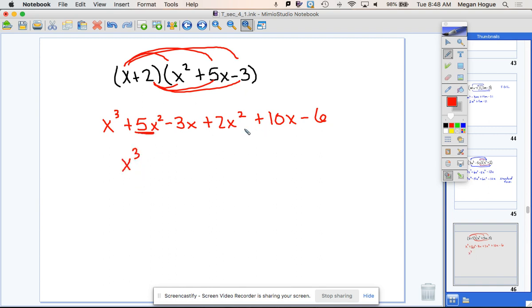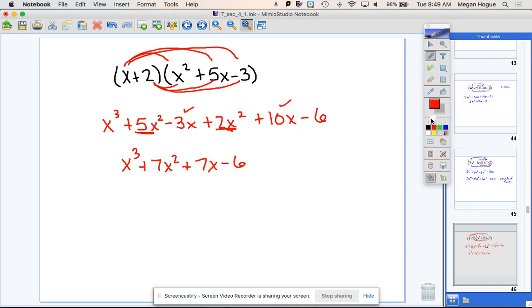Then I've got 5x squared and 2x squared, so that's 7x squared. I've got negative 3x and 10x, so that's 7x. And then I've got negative 6 that I can just bring down. So same idea with FOIL, just a little bit longer because we have a trinomial here.